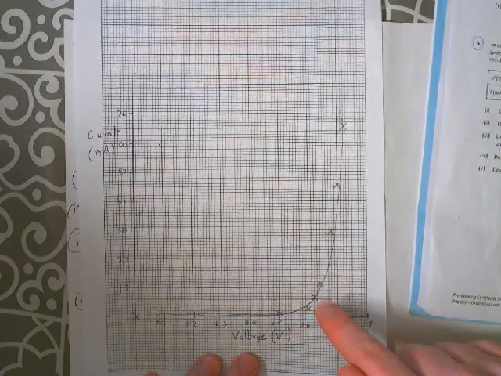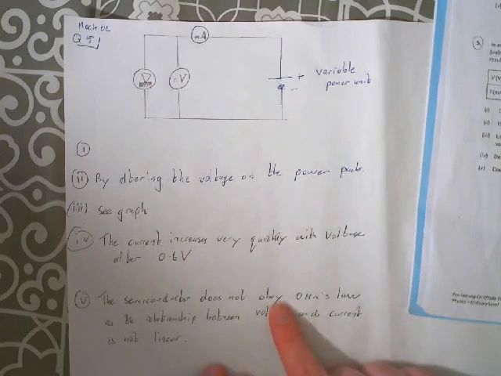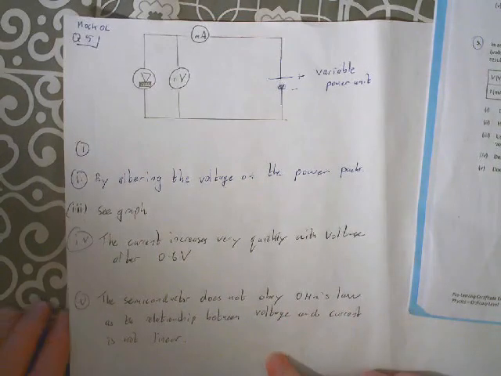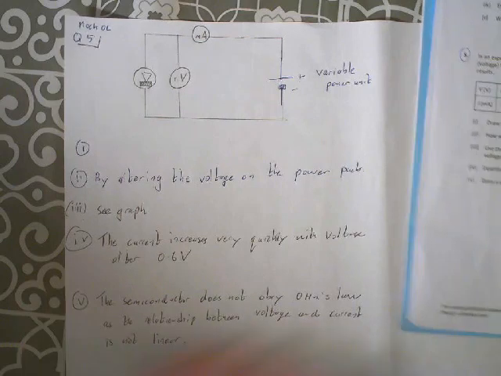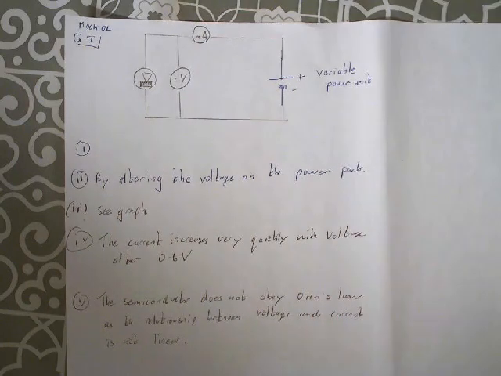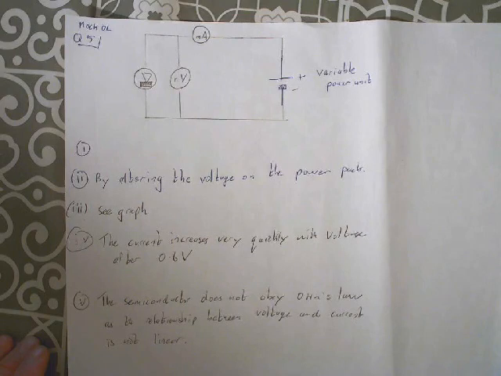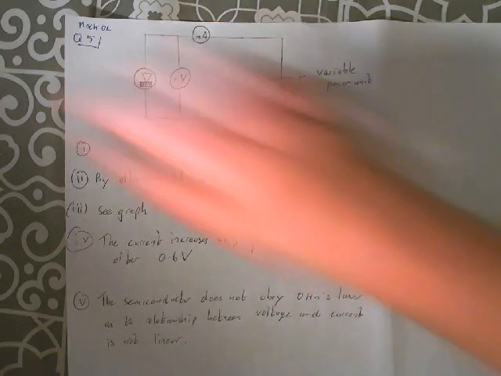Does the semiconductor obey Ohm's law? Well, if you remember, Ohm's law states that the voltage-current relationship is going to be a constant, a nice straightforward straight line. This is not the case. So the semiconductor does not obey Ohm's law, as the relationship between voltage and current here is not linear, it's exponential.